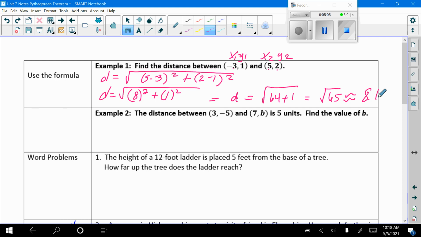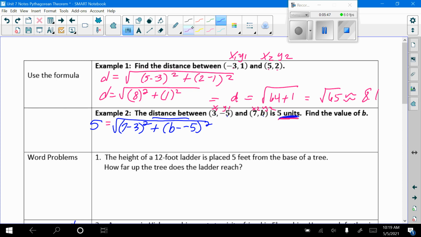This next one, I'm making you work a little bit backwards, okay? So as we work backwards a little bit with the distance formula, we're going to have distance equals. This is my x1, y1, x2, y2. So now I'm putting in a b value, unknown, but I'm telling you what the distance is. So we're going to go back here, put this. 5 is my distance, right? The distance between this and this is 5 units. And then it's the square root of 7 minus 3 squared plus b minus -5 squared.